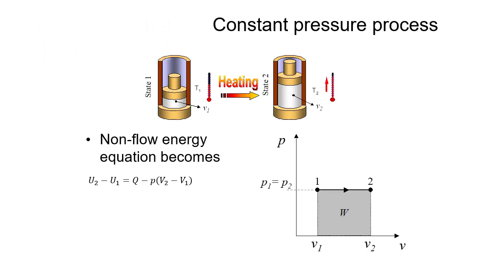The non-flow energy equation in a constant pressure process shows the relationship between internal energy change, heat transfer, and work done. As we heat the system, the equation helps us understand how energy is distributed between these components.